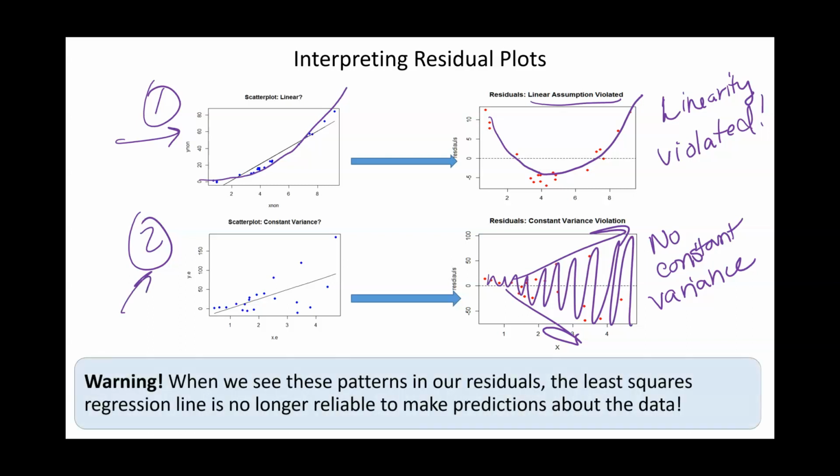So warning when we see this type of pattern. So if you see fanning out or funneling in at all, or repeated, like you can see them both, you should worry about constant variance. If you see a curve, you should worry about linearity. And if you violate either of these, then it's a concern that you shouldn't be relying on your least squares regression line to make predictions, your line is not going to be reliable.